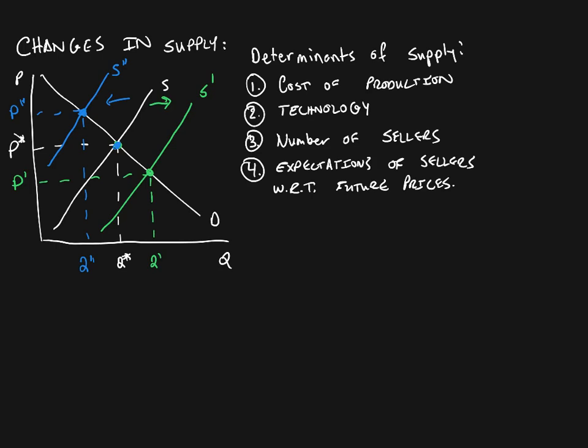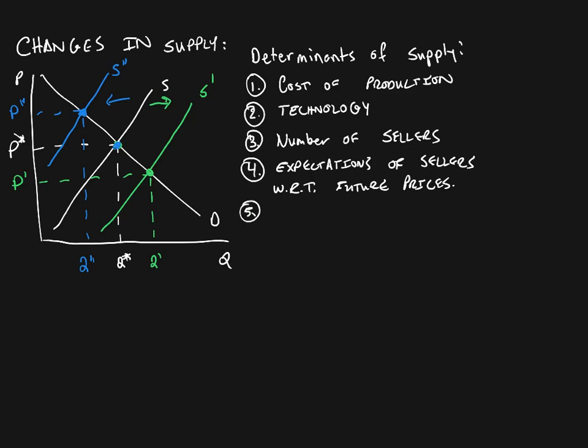So as a result, the supply today falls, which would cause prices to actually start to rise. If, on the other hand, I expect the opposite, I think that the price is going to go down in the future and I'm selling, then I may want to sell as much as I can today before the price starts to fall. So this is going to mean that the supply increases, causing prices to actually start to fall down. So expectations of sellers with respect to future prices.